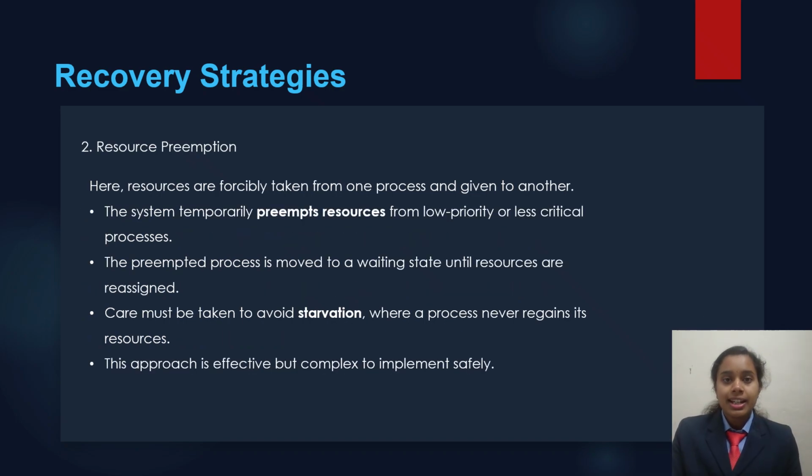The second recovery strategy is resource preemption. Here, resources are forcefully taken from one process and given to another. The system temporarily preempts resources from low priority or less critical processes. The preempted process is moved to a wait state until the resources are reassigned. Care must be taken to avoid starvation, where a process never regains resources. This approach is effective but complex to implement safely.